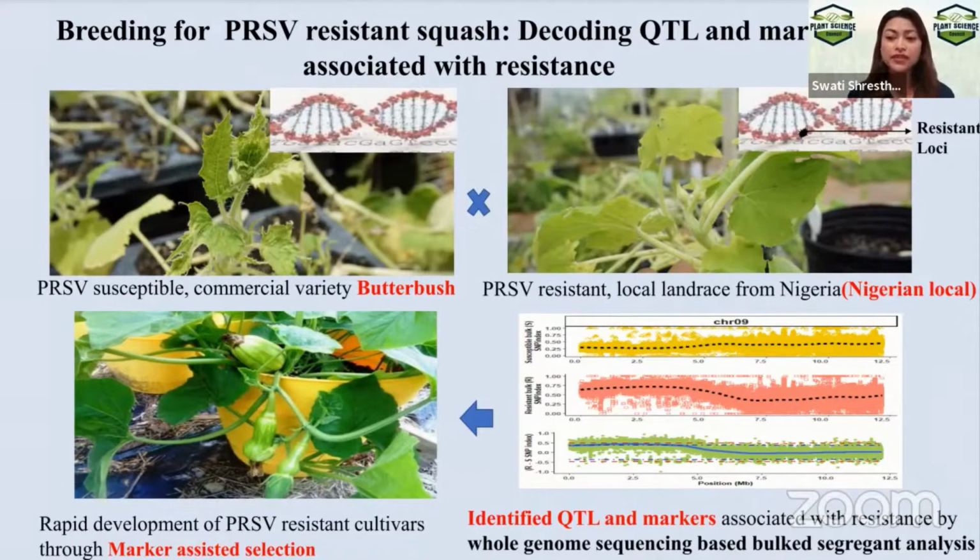Likewise, plant breeders and geneticists should now focus on QTLs and markers identified through my research for the rapid selection of PRSV-resistant individuals in each generation, thus accelerating future breeding programs through marker-assisted selection.